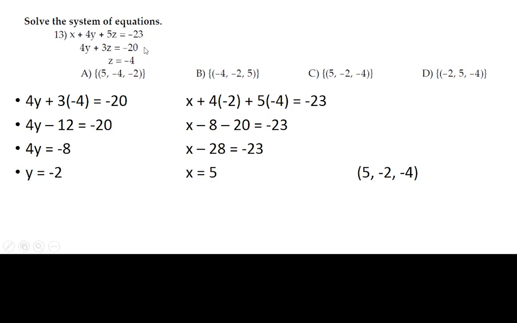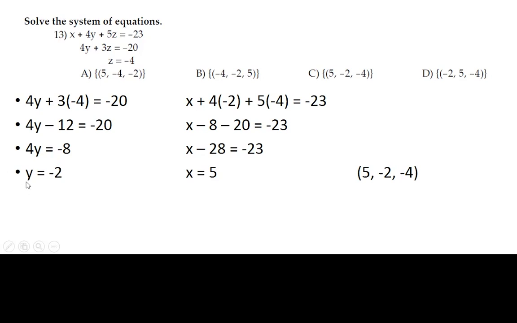We can plug that right into the second equation and be able to solve for y. So z equals negative 4. That means 3 times z is 3 times negative 4, or negative 12. That makes our second equation 4y minus 12 equals negative 20. Add 12 to both sides, giving us 4y equals negative 8. Divide both sides by 4, giving us y equals negative 2.